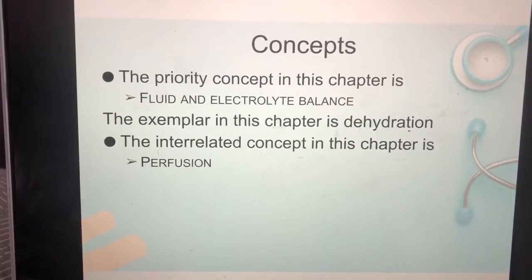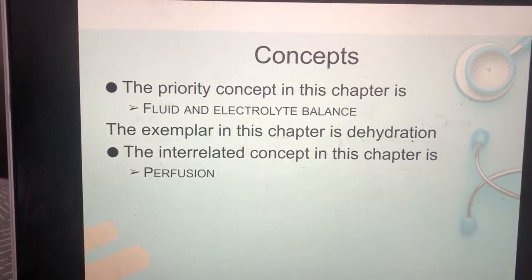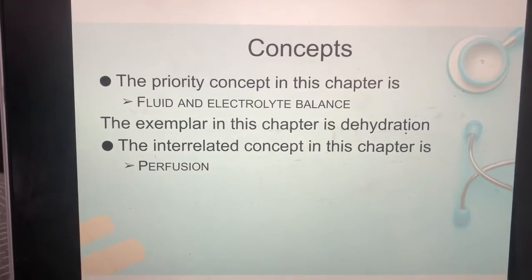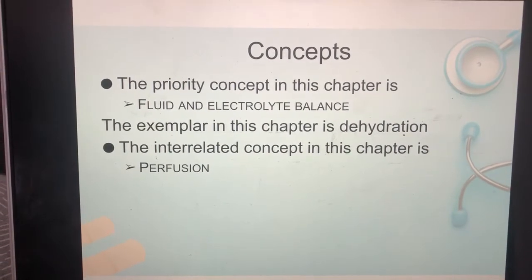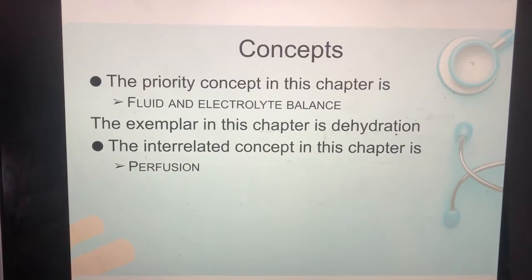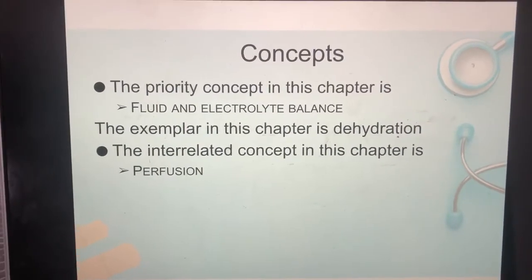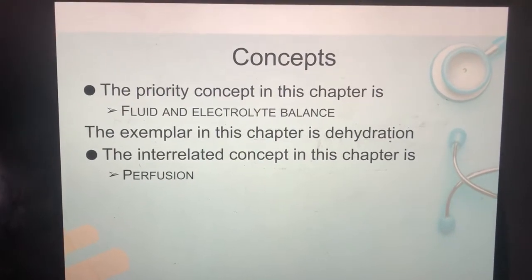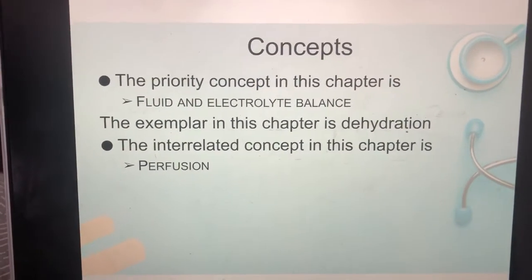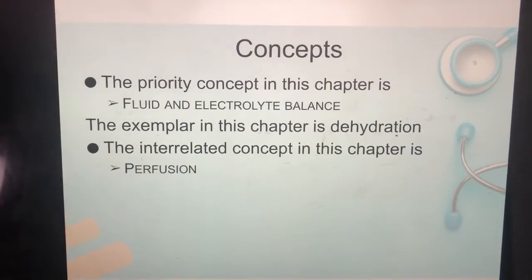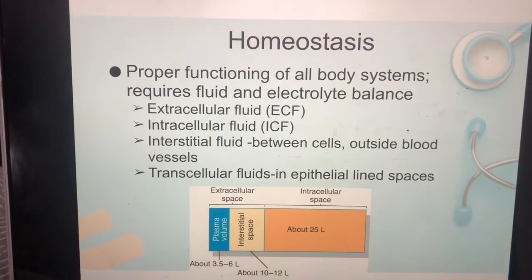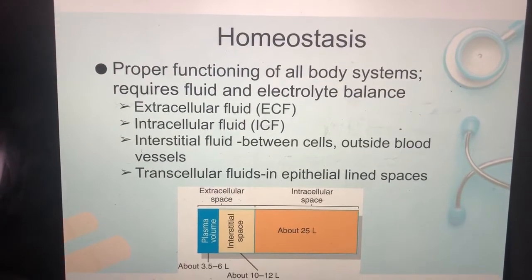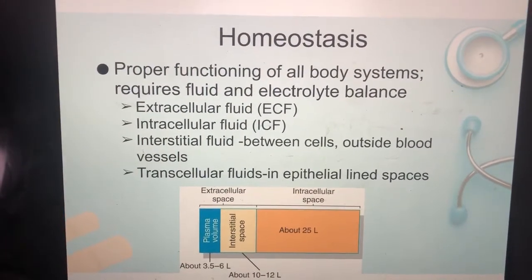So the concepts of this chapter are, of course, fluid and electrolyte balance and how our body naturally maintains the proper balance that we need to function. We'll be talking about perfusion, abnormal values, homeostasis, and some other laws of fluid, basically, that the body uses to keep that homeostasis going. So homeostasis, of course, is just a broad term for the proper functioning of our body systems.